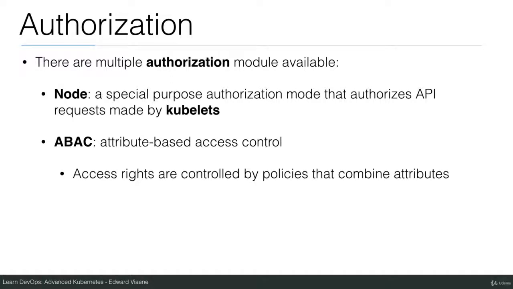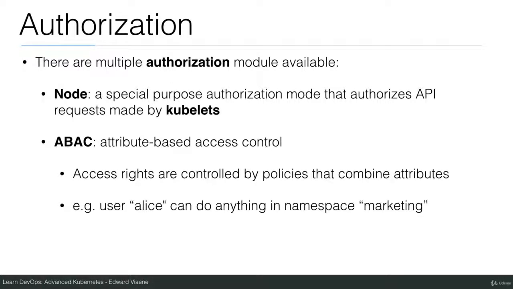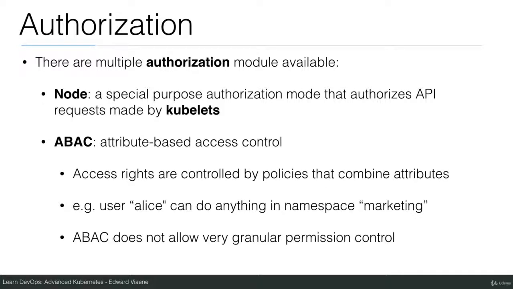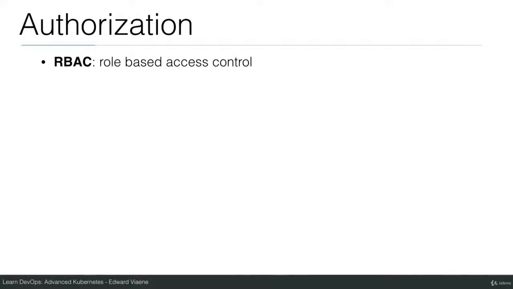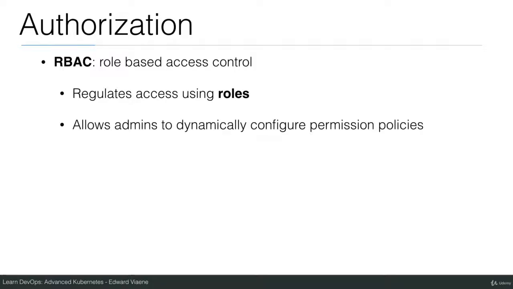Attribute-based access control, ABAC: access rights are controlled by policies that combine attributes. For example, the user Alice can do anything in the namespace marketing. ABAC does not allow very granular permission control, so it's not very interesting to use. RBAC is a better choice. So then we have RBAC, role-based access control, which regulates access using roles and allows admins to dynamically configure permission policies. And this is what I will use in the demo.